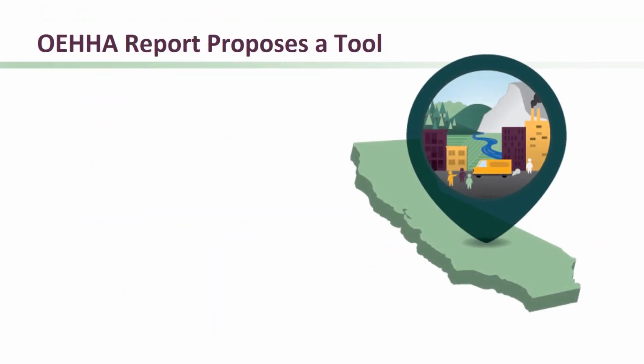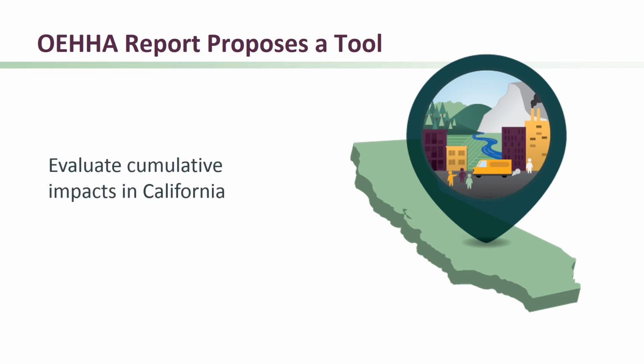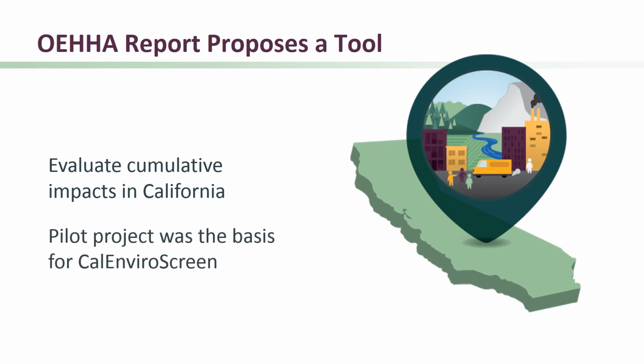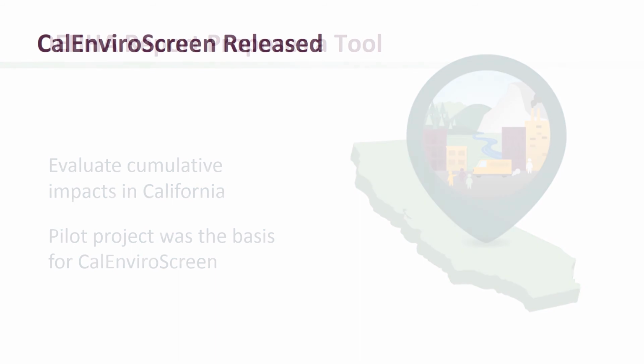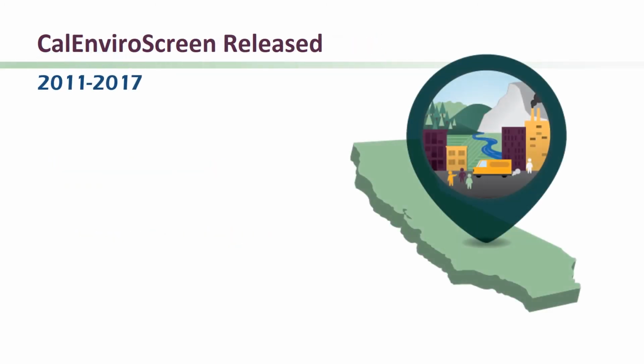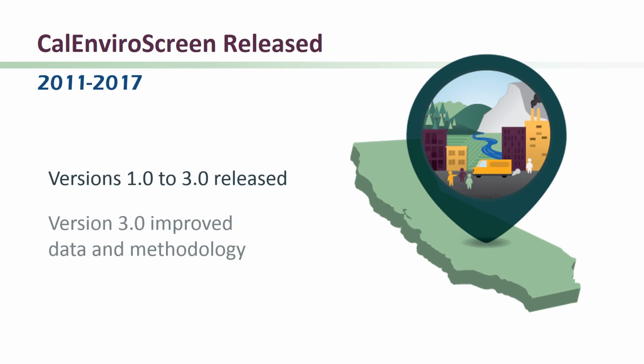In this report, OEHHA proposed a screening tool to evaluate cumulative impacts across California. This pilot screening tool became the foundation for CalEnviroScreen. Between 2011 and 2017, versions 1.0 to 3.0 of CalEnviroScreen were released. Version 3.0, released in January of 2017, built upon previous versions and made improvements in both data and methodology.